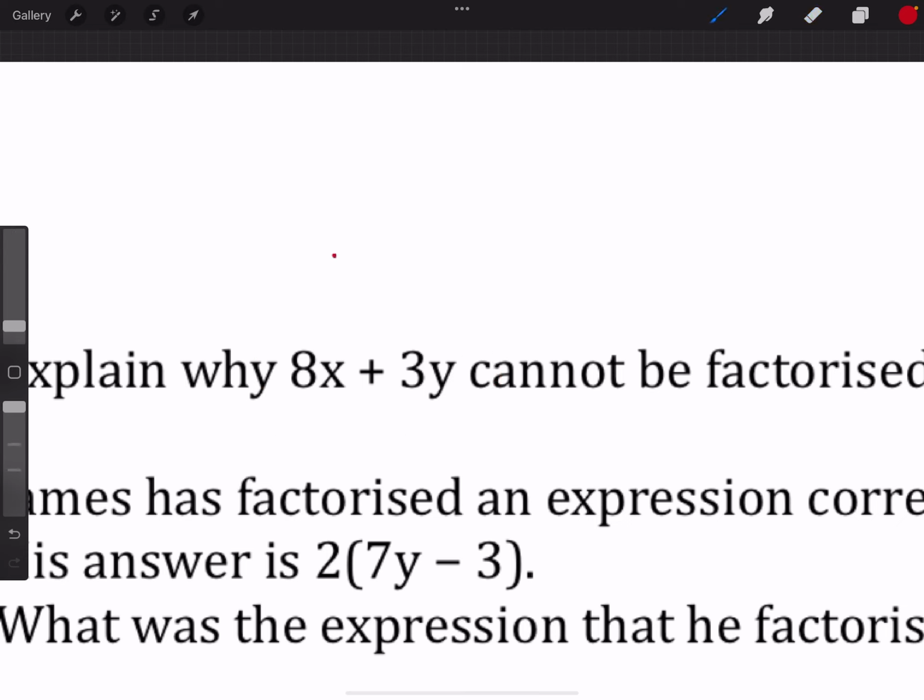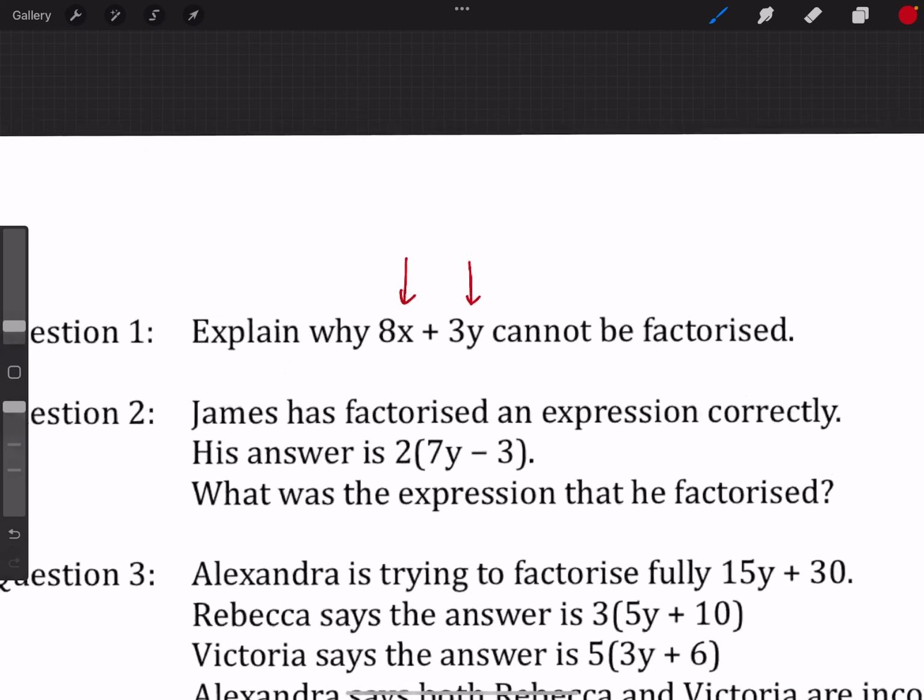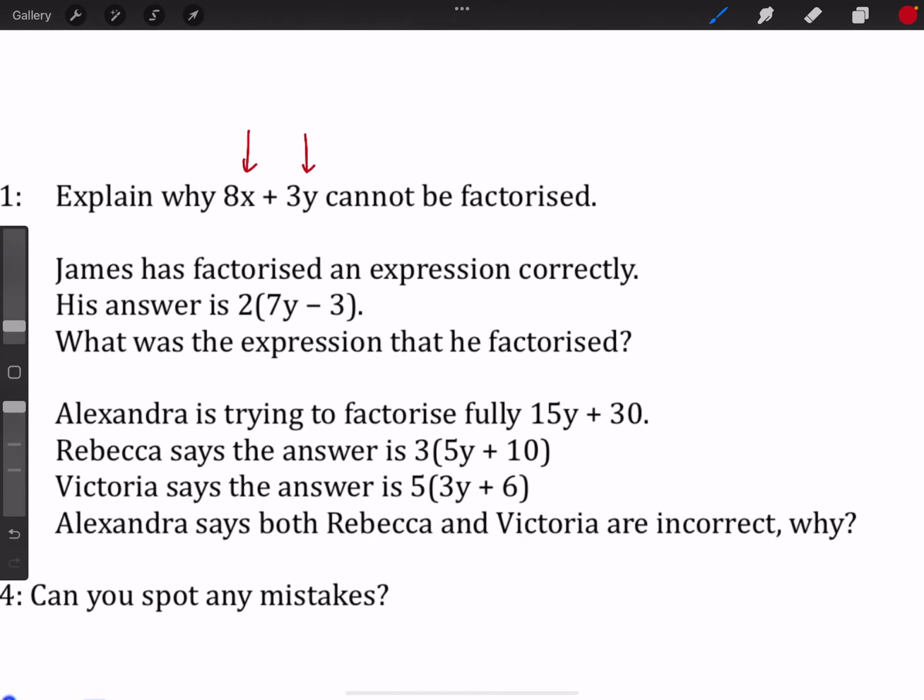And x and y have nothing in common as well, so we can't factorize that out either. So it cannot be factorized. That's the reason.